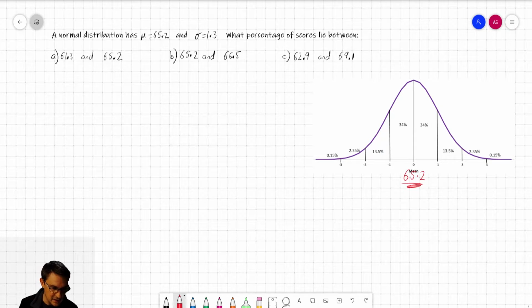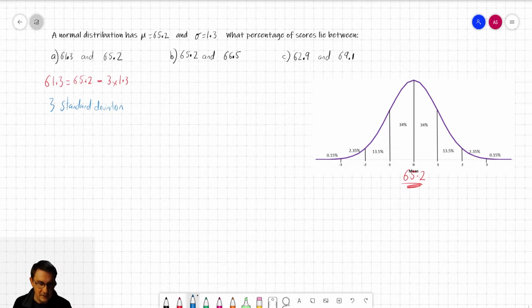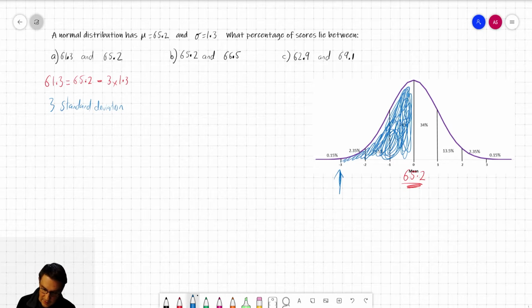In the first one here, we've got the mean, but then 61.3 is going to be equal to 65.2 minus, and we need to work out how much it is. In this case, this is 3 times 1.3, with 1.3 being the standard deviation. So that's where I've gotten that from. This tells us that we are 3 standard deviations away from the mean. Given we've got a lesser number here, we're going to this point here. The area we're seeking to find on the graph is this area here, which is being shaded in. This is the area we need to find.